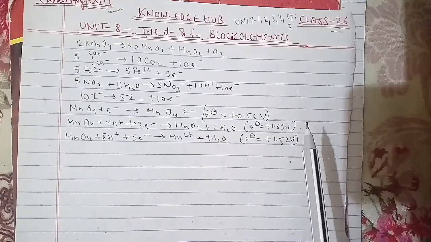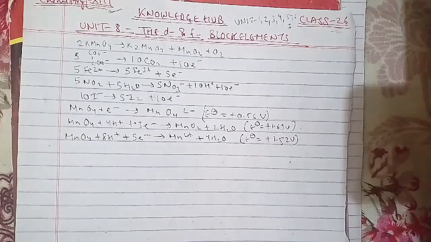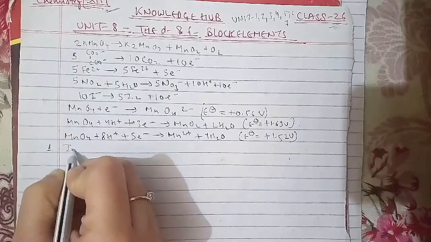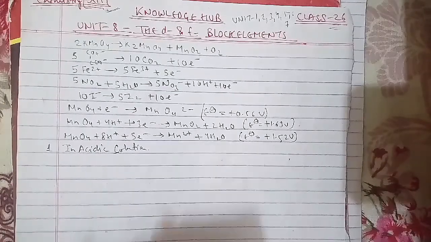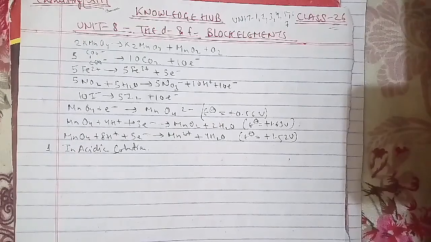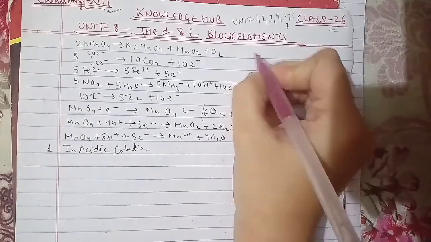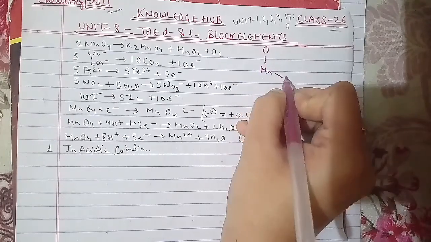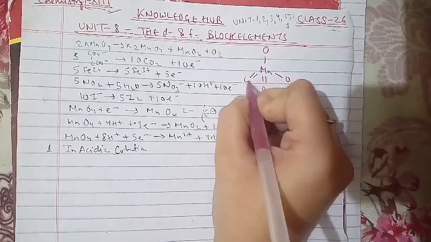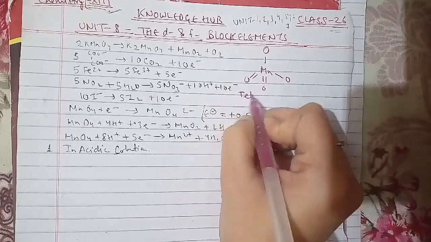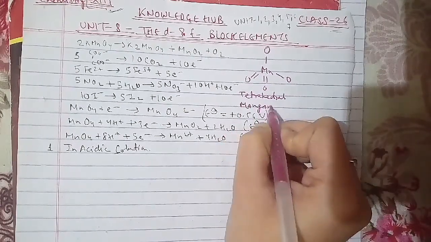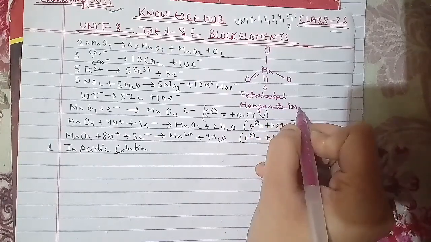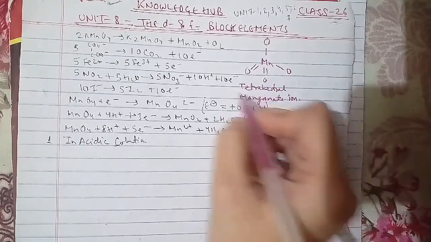First we'll discuss the reactions in acidic solution. Before starting with this, we have a diagram here for the tetrahedral manganate, that is O bonded with Mn, bonded with O, double bonded with O, and double bonded with O. This is the tetrahedral manganate ion, which is green. Okay, so just write it down here, green.